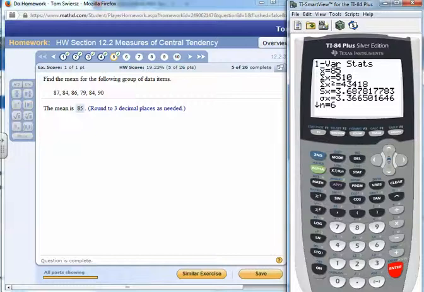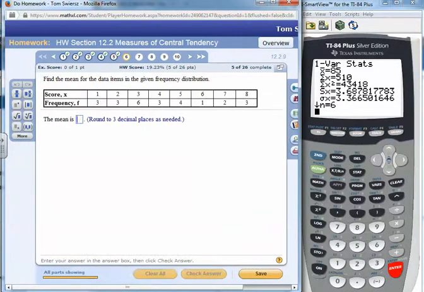So that takes care of problem number 5. Now, let's go to problem number 6.